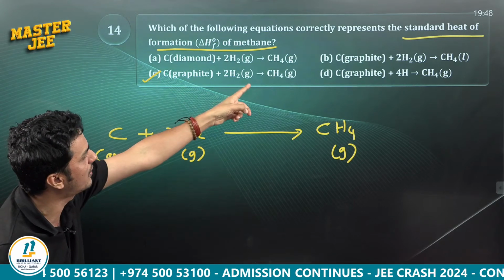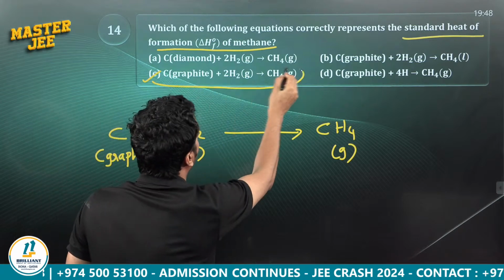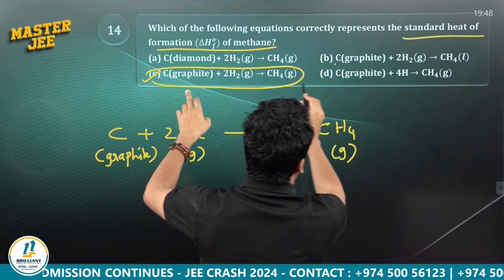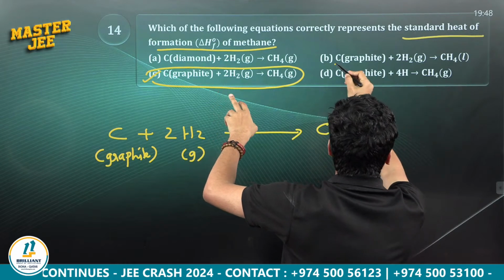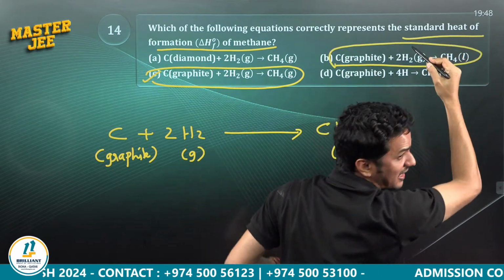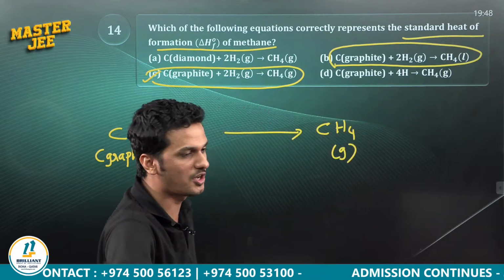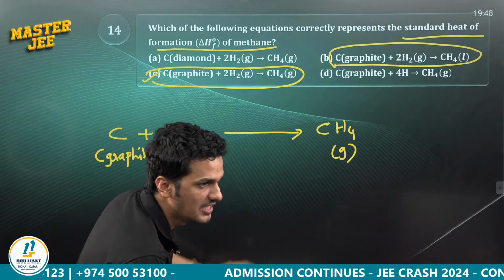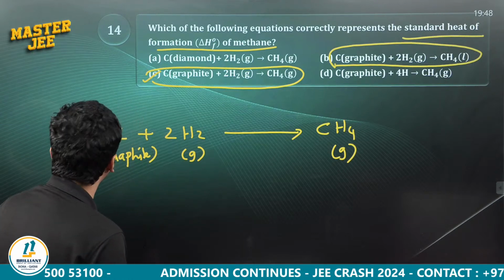So that's why this one will equal to this one, only the correct one. Here the same way they represent carbon graphite, 2H2 liquid is there. That is wrong. Methane is not liquid. Methane is gaseous state at standard condition. Okay, ready? Yes, that's it. So we can move to the next question.